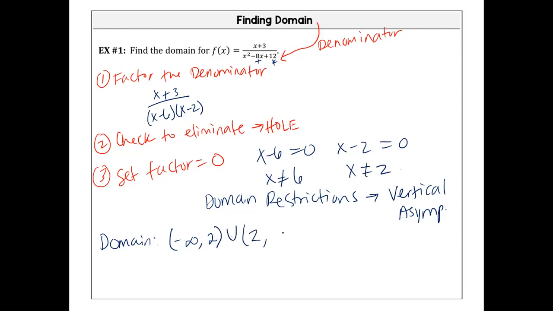And I'm traveling along, and then I get to 6. I have to stop, and then restart. And then I travel along to infinity. That is my domain. There are breaks in my function, and those breaks are my asymptotes.